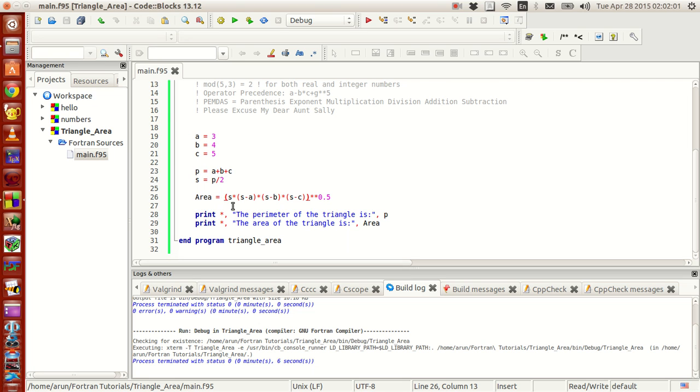So inside, what you have is S times S minus A times S minus B times S minus C. But these values, S minus A, S minus B, and S minus C, since these are enclosed within parenthesis, get done separately. So S minus A will be done first, S minus B second, and S minus C third, and they will be independently done in certain memory locations, and then the product of these four numbers happens next, and then the entire value of this product will be raised to the power 0.5. So this is actually called operator precedence.